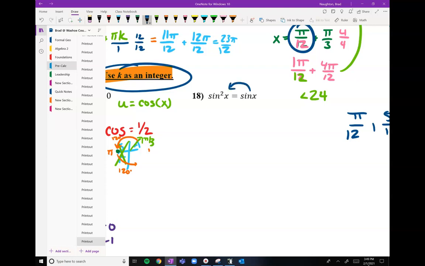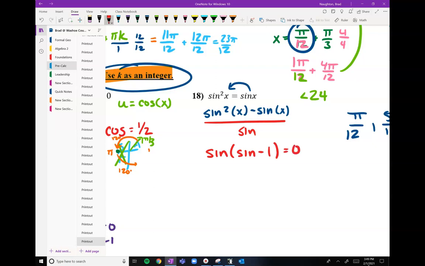So when I bring this over, I'm going to get sine squared x minus sine x. So I'm going to take out a GCF, that's a sine. So we'll get sine, and then sine minus 1 is equal to 0. So we get sine is equal to 0, and then sine minus 1 is equal to 0. So we'll get sine is equal to 1, and sine again equals 0. So we got a lot of good stuff happen here.